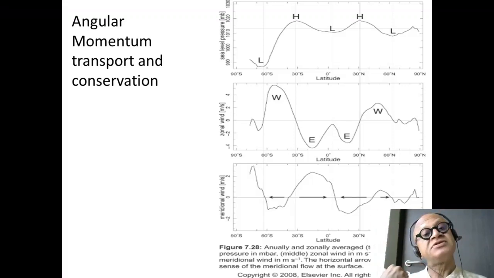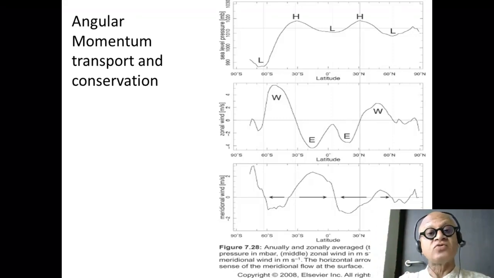And we keep saying there is energy transport required from low latitudes to high latitudes. So if the winds are predominantly zonal, how on earth are you moving energy to the poles? This is what brings together the energy transport and the angular momentum.